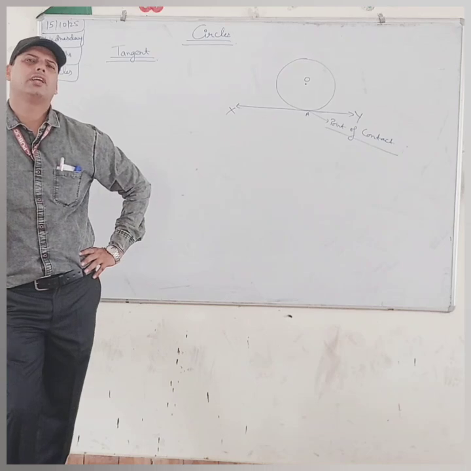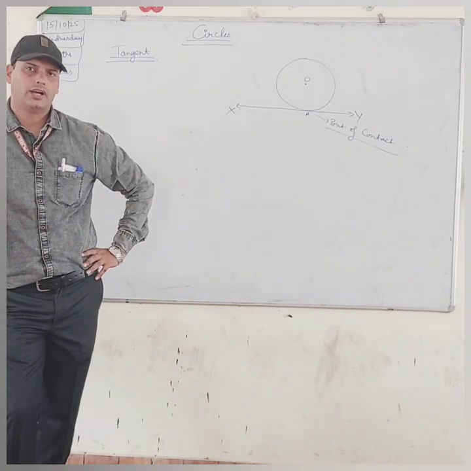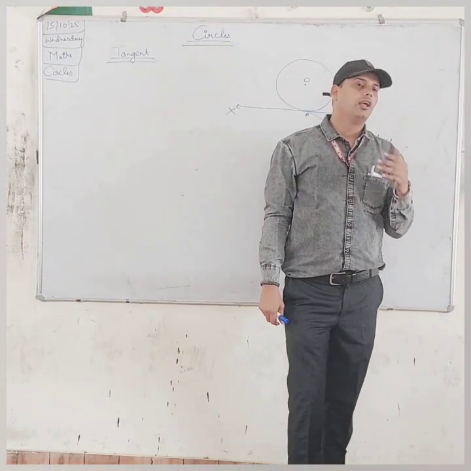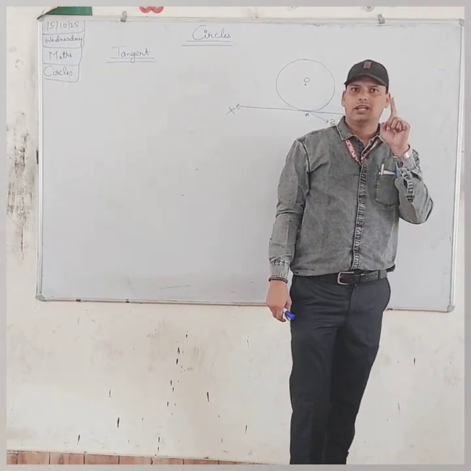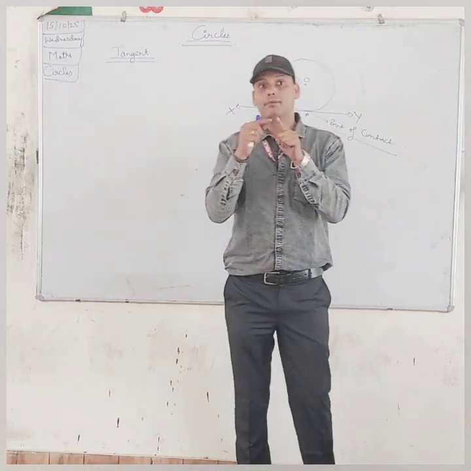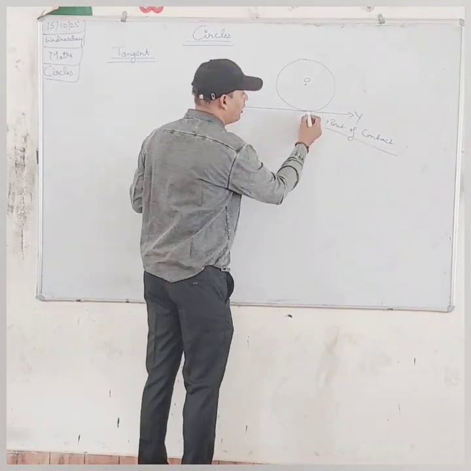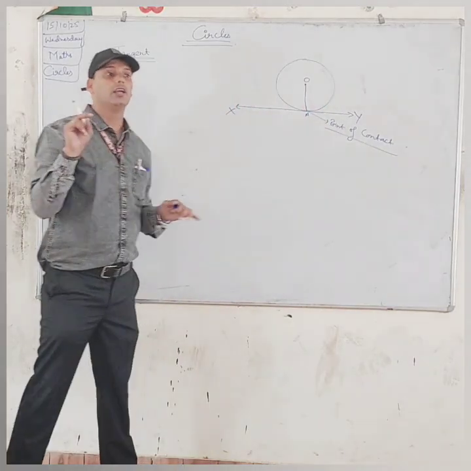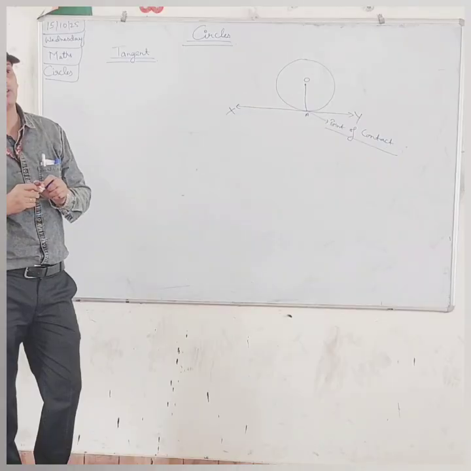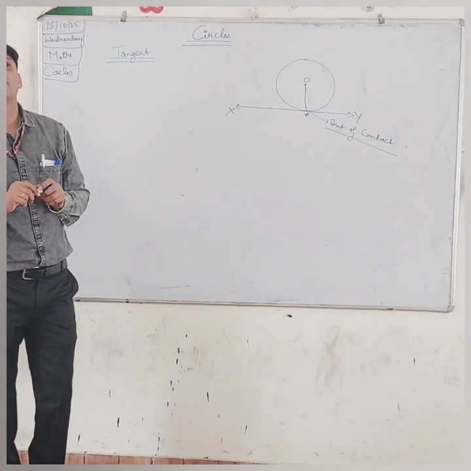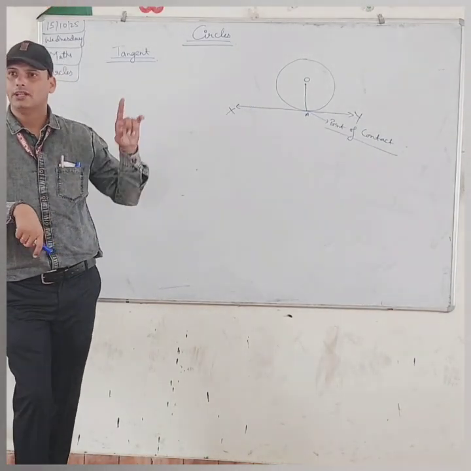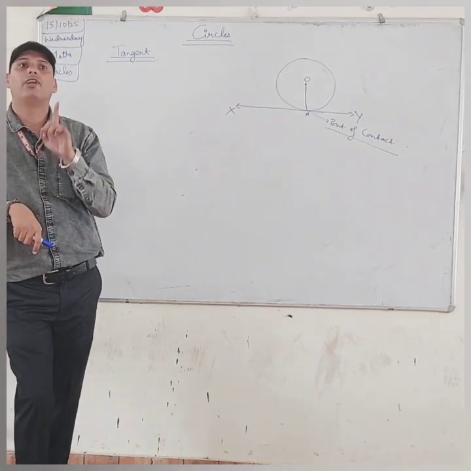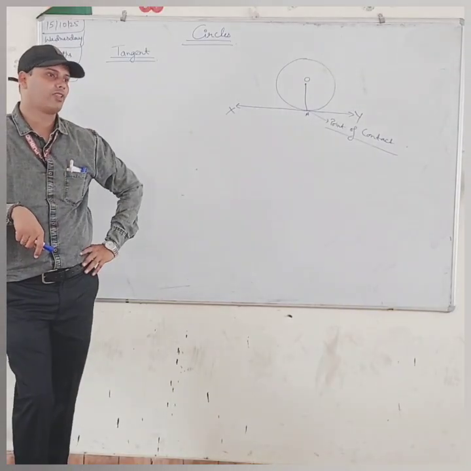Later on, I will tell you one thing. There is one theorem based on that. If a tangent is drawn, listen carefully, then the radius drawn at that particular point is always perpendicular. Means the angle between that particular radius and the tangent will always be 90 degrees. Are you getting it?